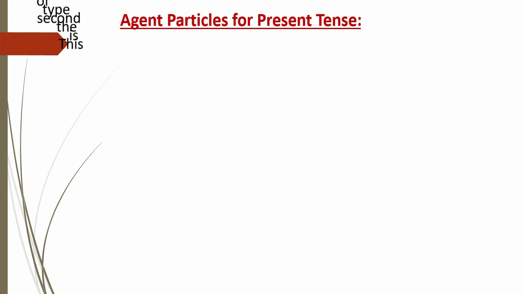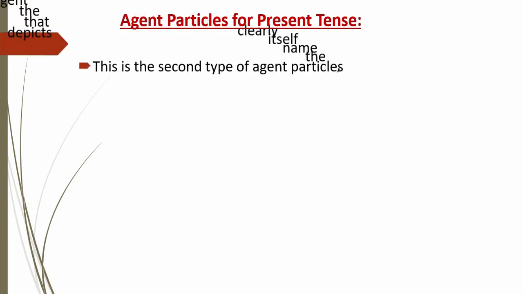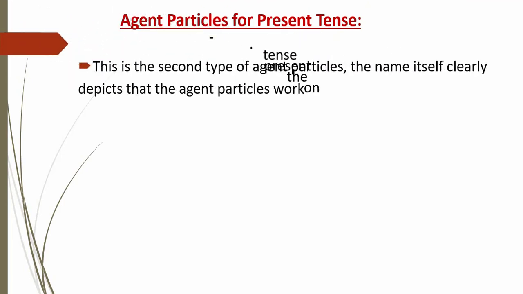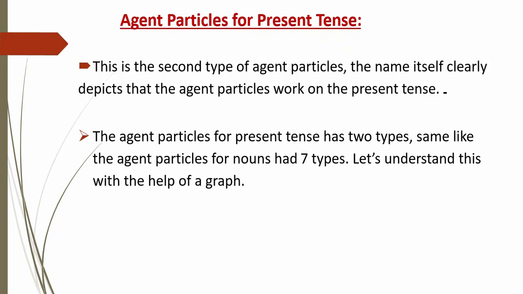Agent particles for present tense. This is the second type of agent particles. The name itself clearly depicts that the agent particles work on the present tense. The agent particles for present tense has 2 types, same like the agent particles for nouns had 7 types. Let's understand this with the help of a graph.